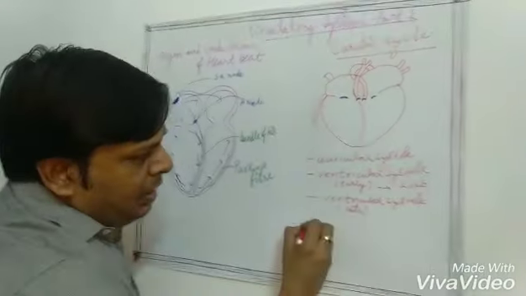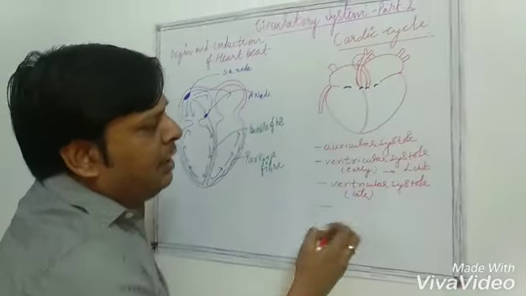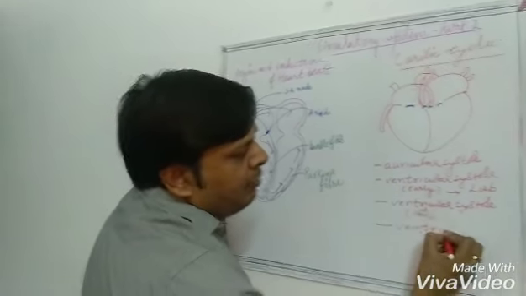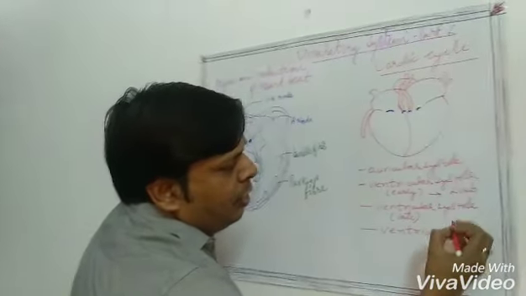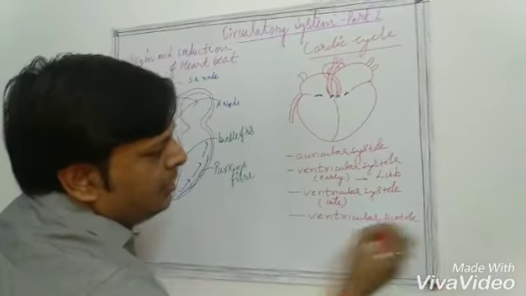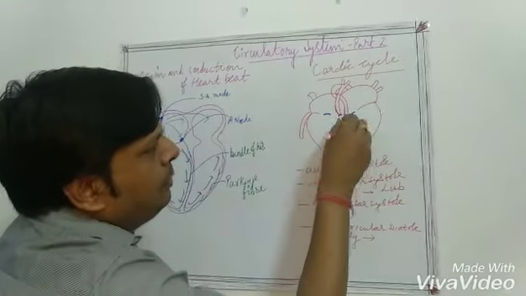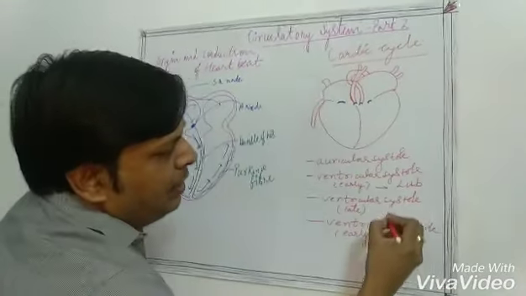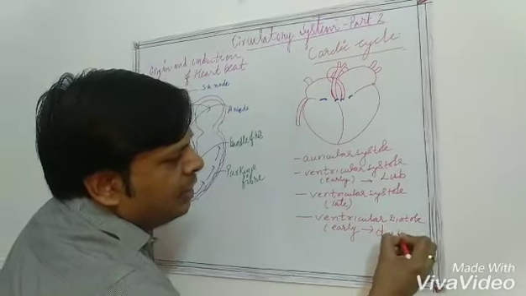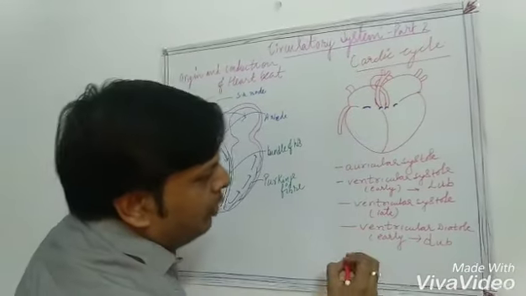Now in the cardiac cycle, after the ventricular systole there is ventricular diastole, meaning the ventricles are not showing contraction. In the early phase of ventricular diastole, the semilunar valves close and the second heart sound is produced, known as dub. Dub is the second heart sound, produced due to the closing of the semilunar valves.